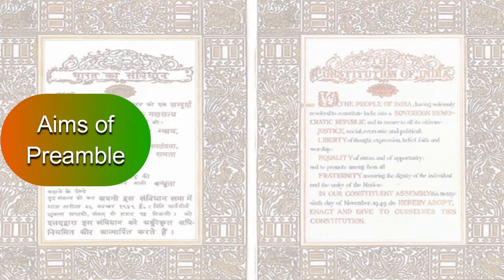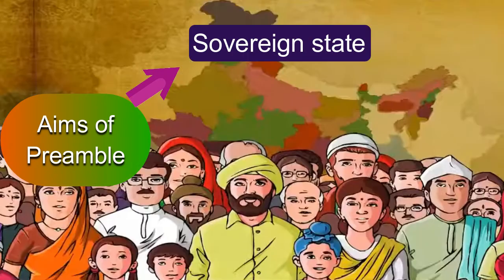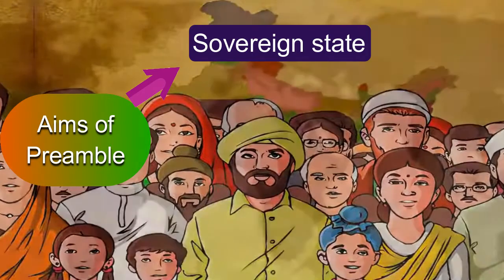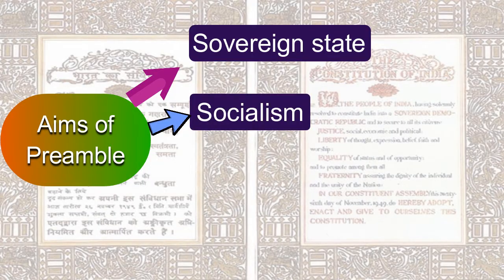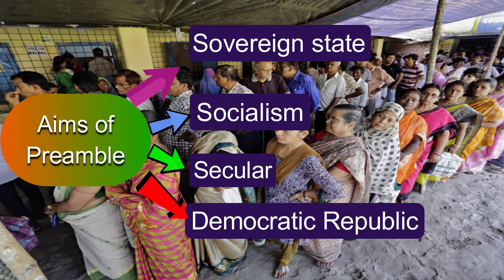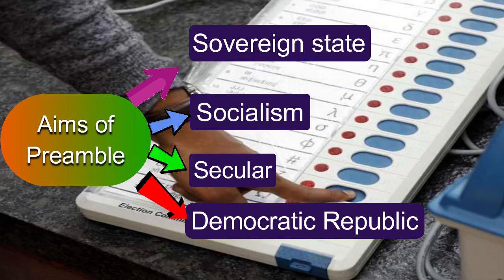The first aim is to provide a sovereign state, yani samprabhu rajya. The second aim is to provide socialist state, yani samajik rajya, in which we get equality in the economic status. The third important aim is to provide a secularist state. Every religion is treated equally. Now come to the fourth aim. The fourth aim is to make democratic republic where people elect its government.